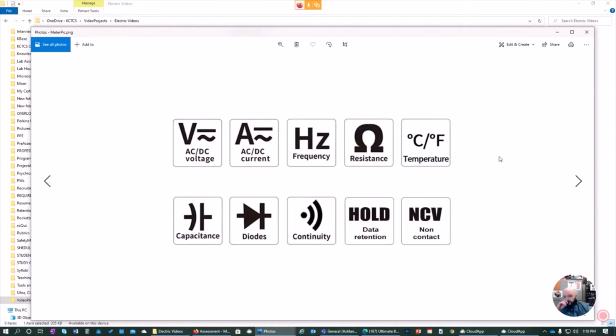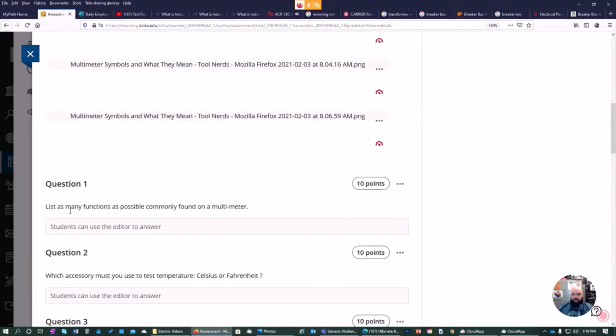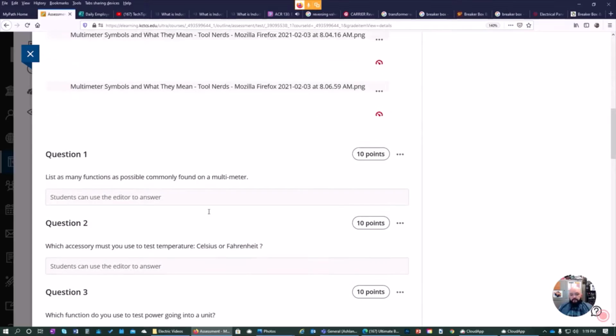You have this image that gives you a basic understanding of the most common functions, from AC DC voltage to non-contact voltage detectors. But the most common one you'll use is continuity and voltage. So we're not going to watch the video here. We are going to go through and answer these questions, assuming that you've already watched this video, and see if you have any questions. So list as many functions as possible about functions commonly found on a multimeter.